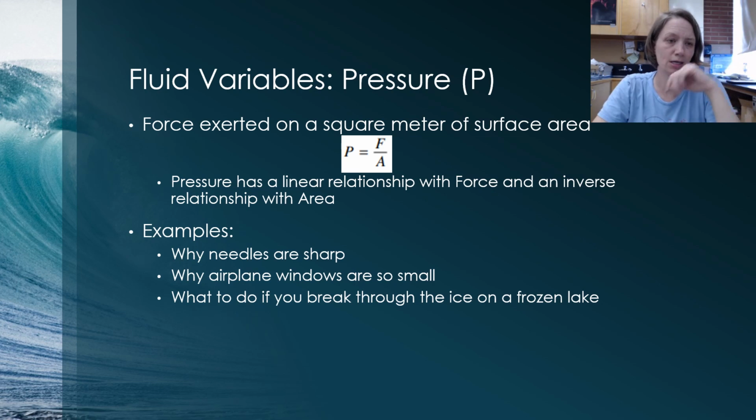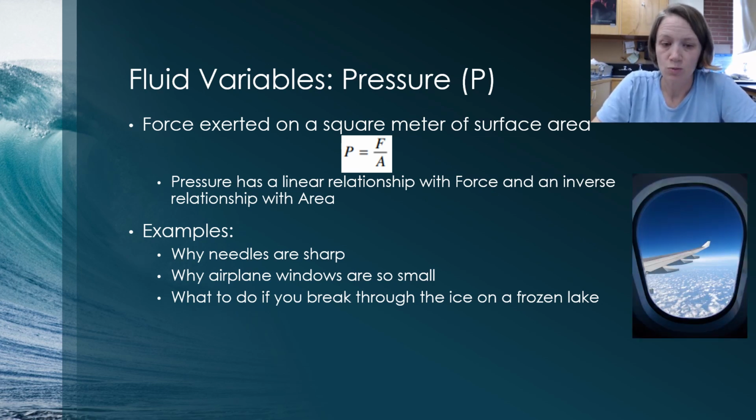This equation is really relevant in the real world. It explains why we have sharp needles at the doctor's office. It would be a real bummer to have a needle that was dull because of the relationship between area and pressure. And it also explains why airplane windows are so small, because if they were bigger, the glass would have to resist a lot more force and it would be more likely to break.